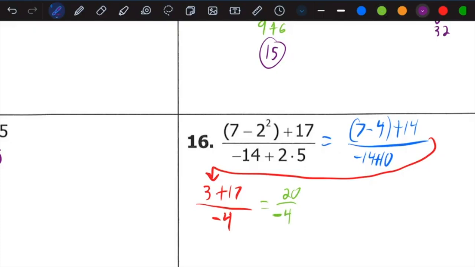And now that I've done the entire numerator and the entire denominator, I simplify the two. Negative 4 goes into 20 exactly 5 times, and because it's a positive divided by a negative, we have one of each sign. Whenever we have one of each sign when we multiply or divide, our answer is negative.